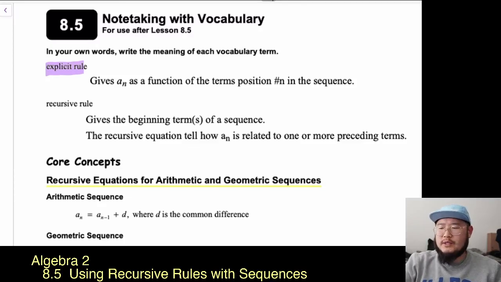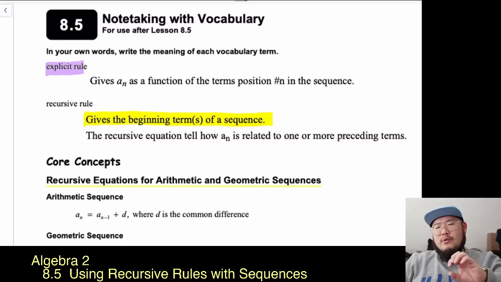Hopefully as we take a look at the two different rules and go over the questions, it'll better explain this rule. The second rule is the recursive rule. The recursive rule first gives the beginning terms of a sequence, so a sub 1, a sub 2, or some number. And then the recursive rule tells how a sub n is related to one or more of the preceding terms. So we're kind of working backwards. Recursive, reverse. Think about that, right?